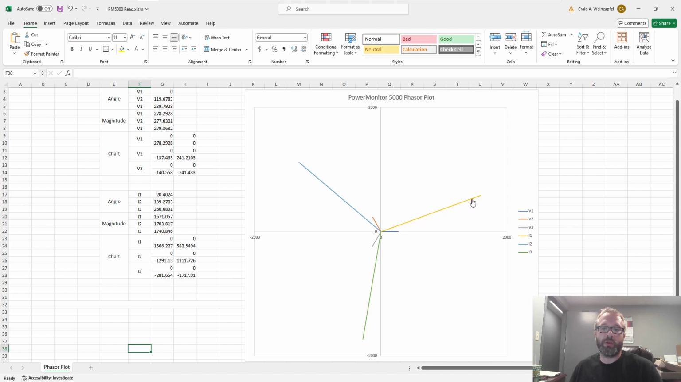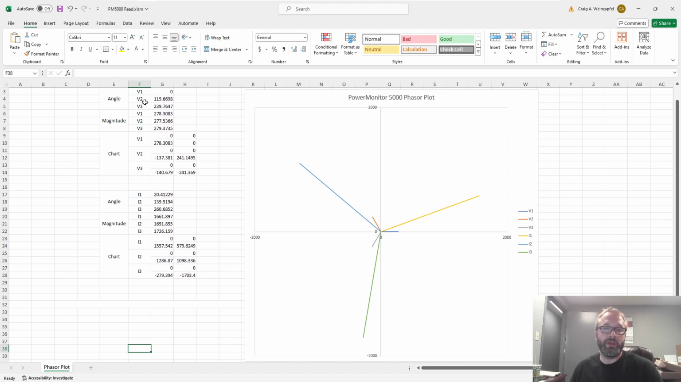So line 1 current is in yellow, and as you can see, its value is quite a bit larger than the voltage, and just unitless numbers. It's about 1750 amps. And it's about the same for line 2 current, and then line 3 current is something similar. So this display is derived from the data coming directly out of an online PowerMonitor.